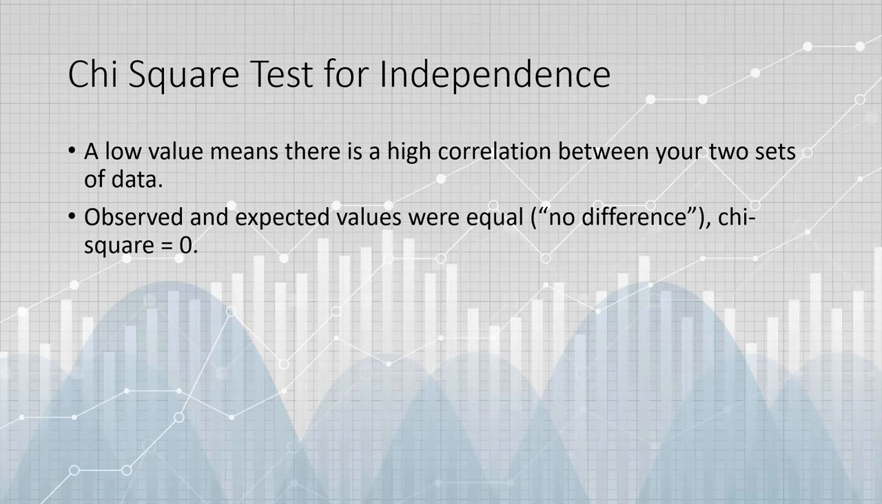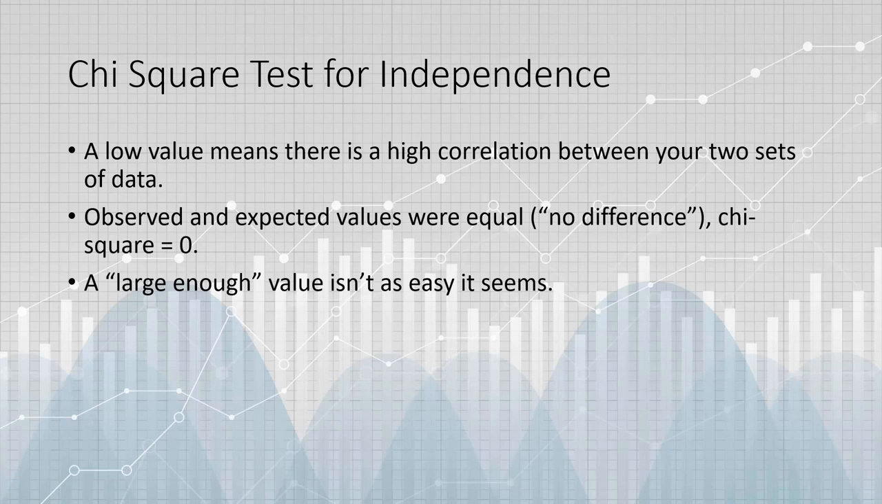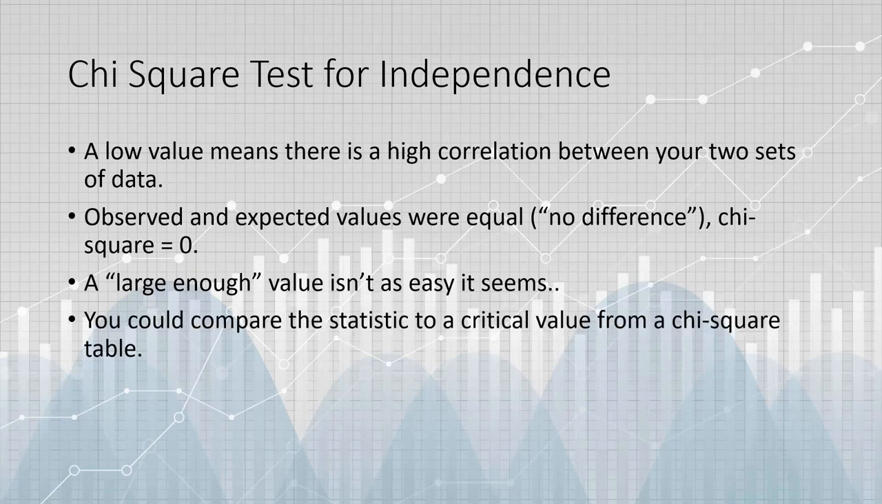Deciding whether a chi-square statistic is large enough to indicate a significant difference isn't as easy as it seems. It would be nice if we could say a chi-square statistic greater than 10 means a difference, but unfortunately that isn't the case. You could take your calculated chi-square value and compare it to a critical value from a chi-square table. If the chi-square value is more than the critical value, then there is a significant difference.